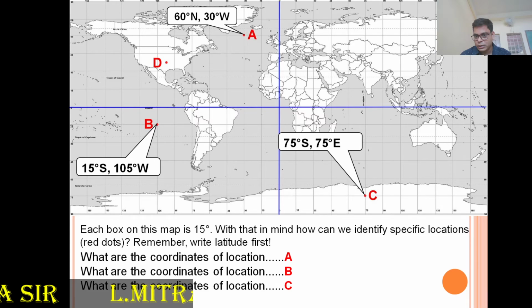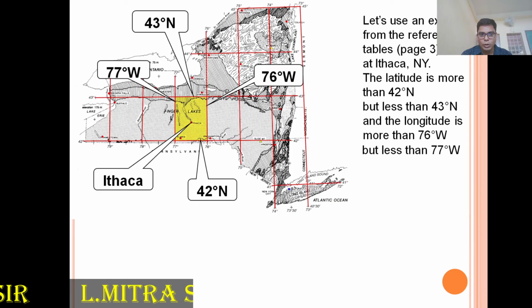This is one cross-section point you will get. So what will be the place here? To search for this place, take Ithaca. Ithaca's latitude is less than 43 degrees north and more than 42 degrees north, and its longitude is more than 76 degrees west and less than 77 degrees west. So in between it will be located, between the maximum and minimum.